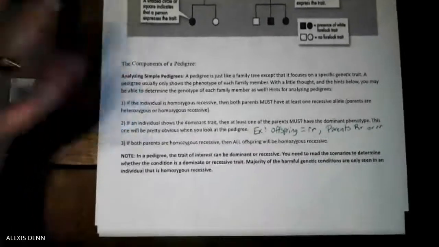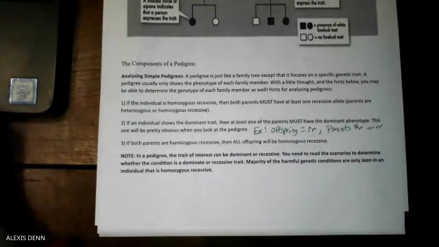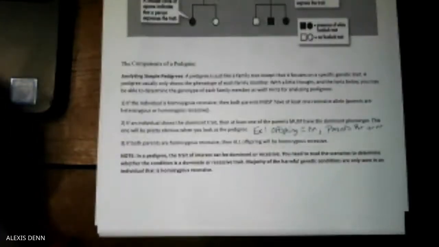Note, in a pedigree, the trait of interest can be dominant or recessive. You need to read the scenarios to determine whether the condition is a dominant or recessive trait. The majority of harmful genetic conditions are only seen in an individual that is homozygous recessive, though that's not always the case.